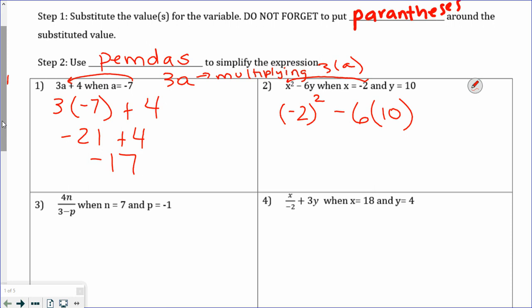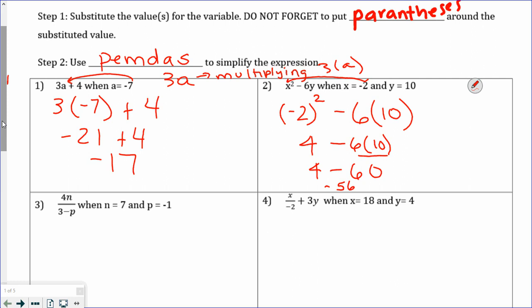So I'm going to do my exponents first. -2 squared is -2 times -2. That will give me +4. Bring down my subtract sign, and my 6 times 10. Next step, I'll do my multiplication. So I'm going to bring down 4 minus. I'm not doing anything with that, but 6 times 10 is 60. Last step, 4 minus 60 is -56.